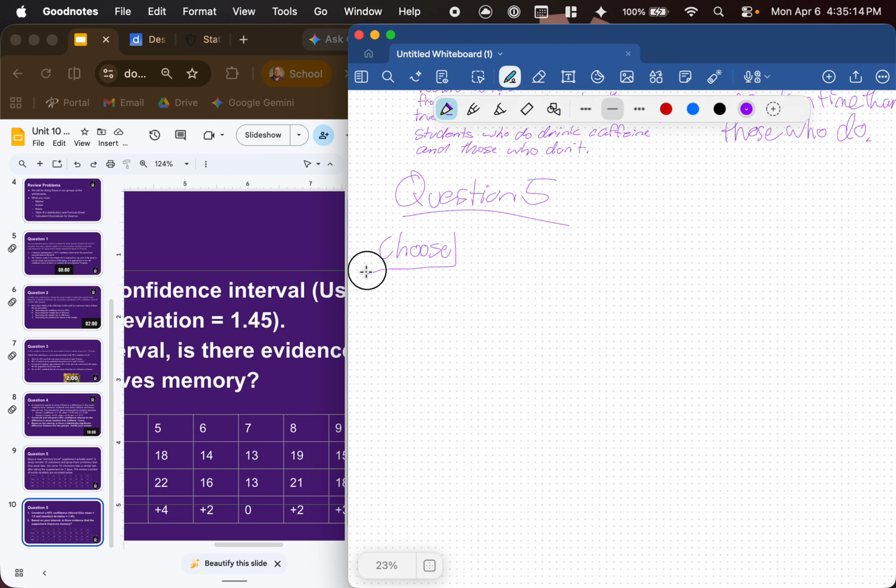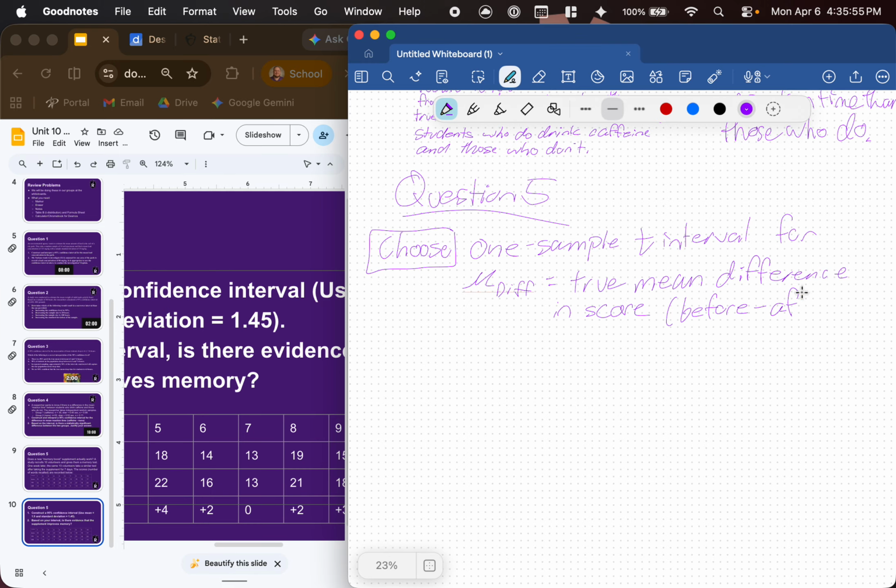So now we're on our choose step. And there's a couple ways you can go about it. You can check your notes. I'm going to call this a one sample t interval for mean difference. What is the mean difference? It's the true mean difference in score before minus after. Actually, we'll do after minus before just for fun. Okay, and then our confidence level. We are looking at 95%.